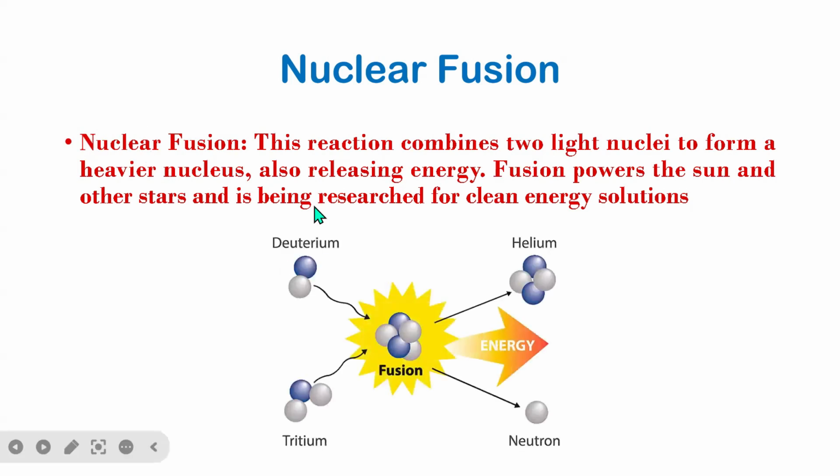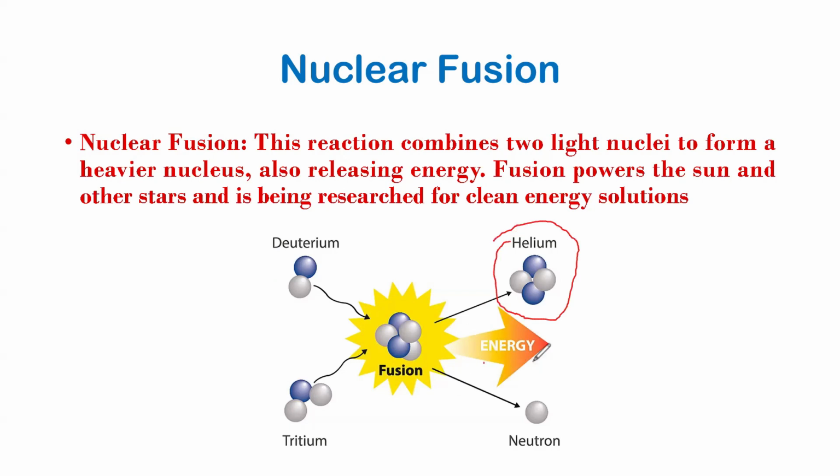So in this case, we have deuterium as a lighter atom. We have tritium as a lighter atom. So they fuse together through a fusion reaction to generate a larger helium nucleus. And of course, with the release of neutrons. So in this case, you see we have lighter atoms, that is smaller atoms, deuterium and tritium. They combine together to generate a heavier nucleus.